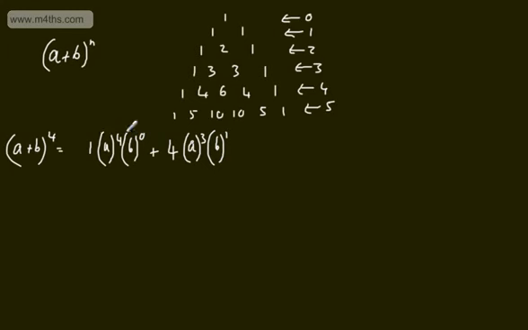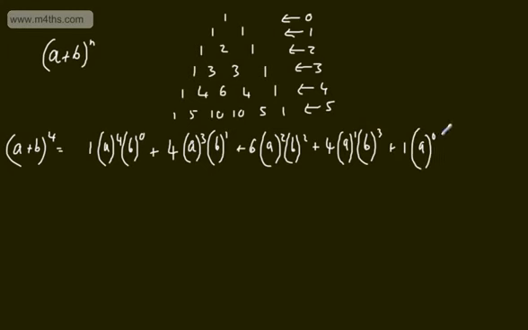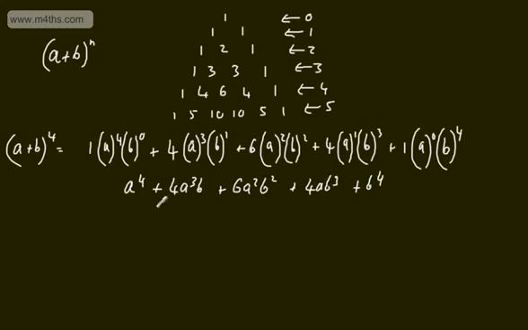Both of these powers add up to n: 4 and 0, 3 and 1. Plus 6, we have a squared, b squared, plus 4, we have a to the power of 1, b to the power of 3, plus 1, we have a to the 0, and b to the power of 4. So if we wanted to simplify this, we could say that was a^4 + 4a^3 b + 6a^2 b^2 + 4ab^3 + b^4. And those were the type of expansions we were looking at in the last video.